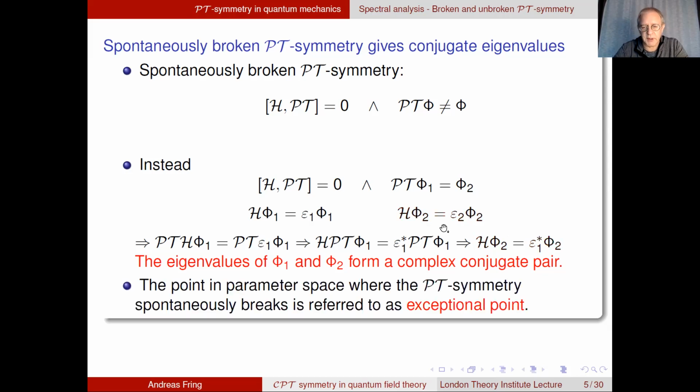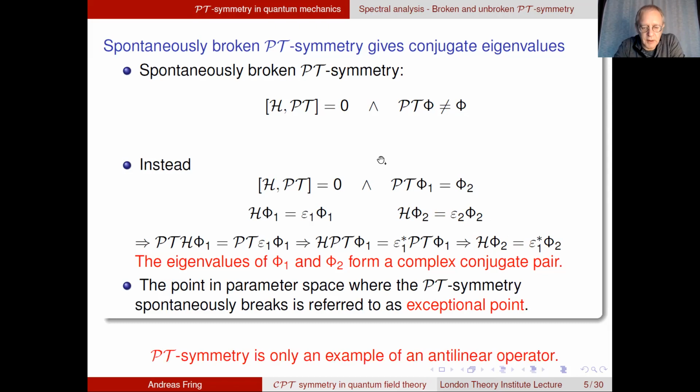And when this happens, so let's say this happens at some point in parameter space, if I have a parameter and I parameterize the energy, and at that point where this breaking happens, that suddenly PT does not act anymore on phi and gives you phi back. So phi is not an eigenstate of PT, then this point is called the exceptional point. It has a name. It's usually referred to as this.